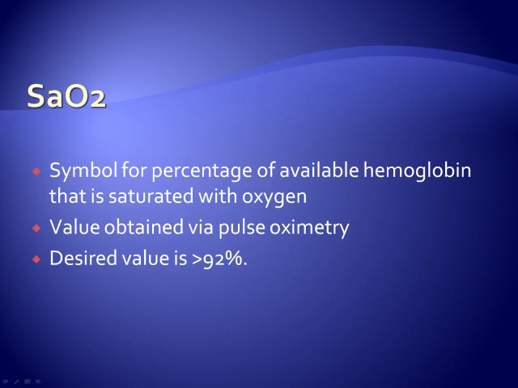Now, the second bullet point on your screen here says this is a value obtained by pulse oximetry. Not really true. SaO2 is the value that we get from our blood gas. What we get from the pulse oximeter is the SpO2. Okay, so an SpO2 is an estimate of the SaO2.